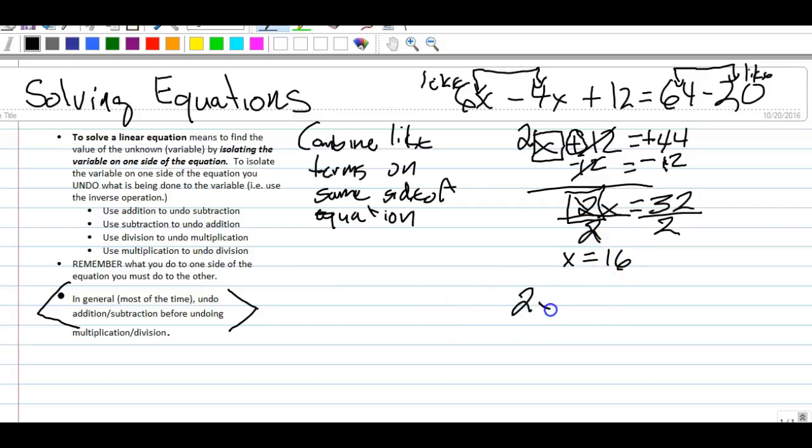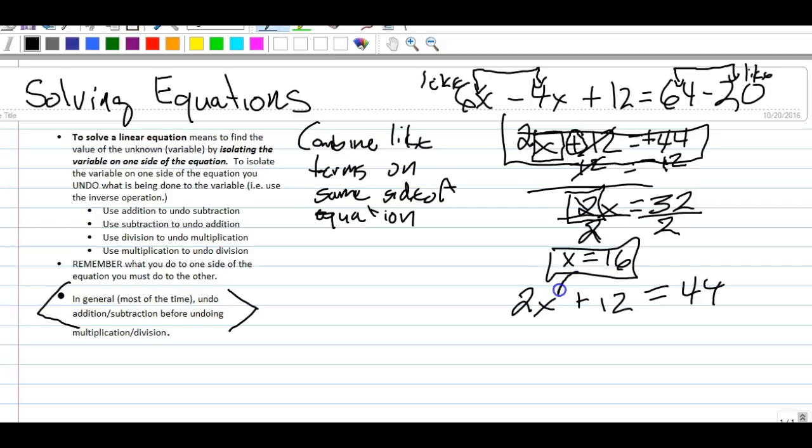Now I should check this. So I could check it in the equation at the top, 6x minus 4x plus 12 equals 64 minus 20. But I'm fairly confident that that is equivalent to 2x plus 12. So I'm going to just substitute 16 in for x in this equation. And if I did this correctly, when I simplify, the left side should be equal to the right side.